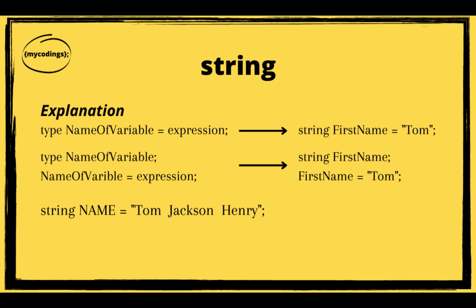So it could store a word or even a sentence line, but it would treat it as if one word instead of a long line. So for example, here on the slide we have string name and then Tom Jackson. All of these three will be treated as one word. So let's get into the coding to show you how it works.